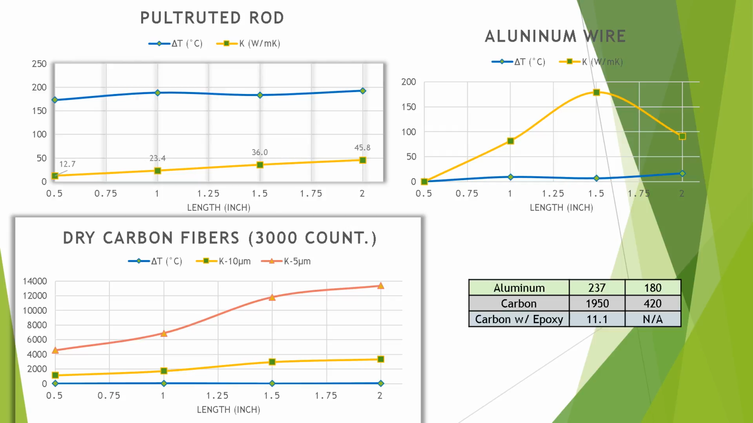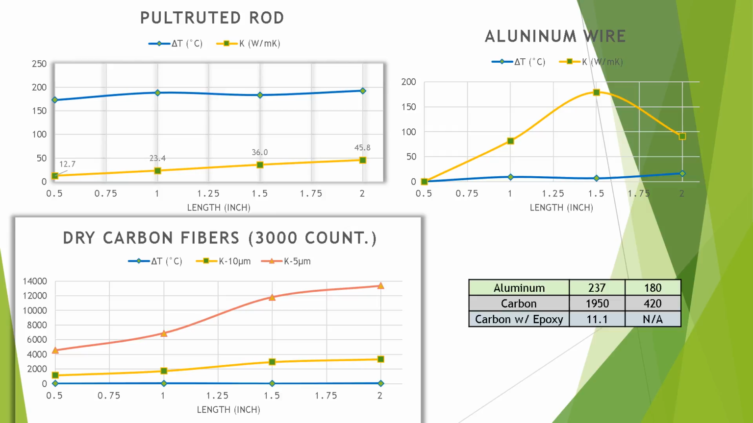We move over to the pultruded rod. We're expecting it to have a 11.1 thermal conductivity, and we don't see that, at least the closest we see it is at the 1.5 mark. That's the half inch mark, and further out the thermal conductivity is better than that, which is interesting.